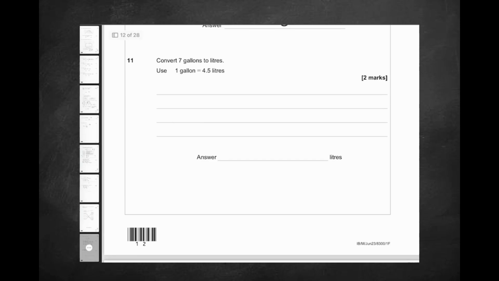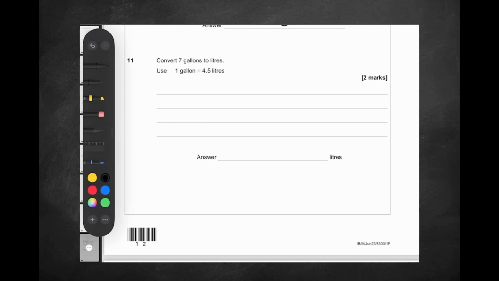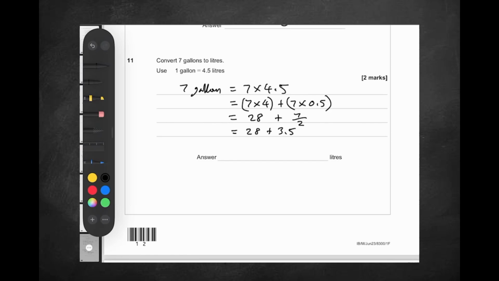Question 11. Convert 7 gallons to litres. Use 1 gallon equals 4.5 litres. So 7 gallons equals 7 times 4.5, which is the same as saying 7 times 4 plus 7 times 0.5, which is 28 plus 7 over 2, which is 28 plus 3.5, as half of 7 is 3.5. So our answer is 31.5.